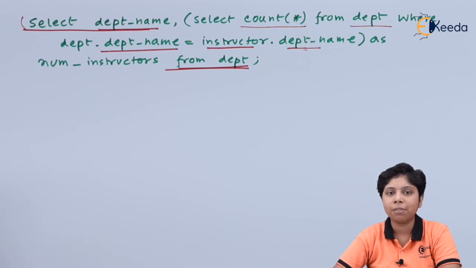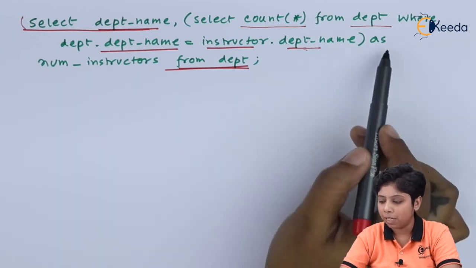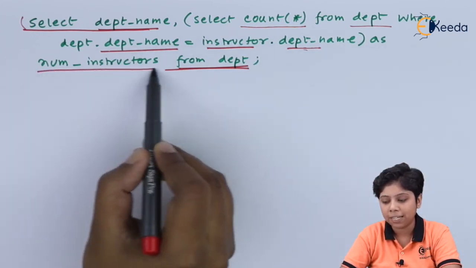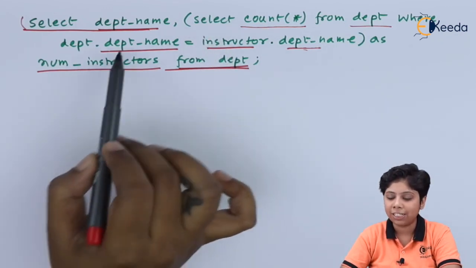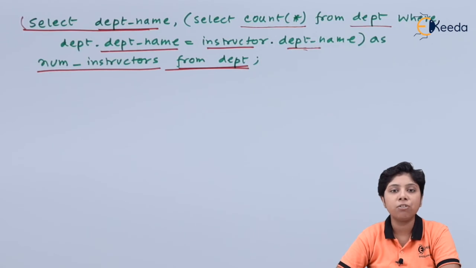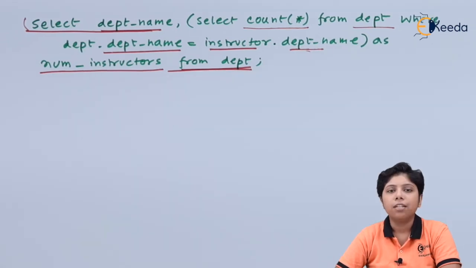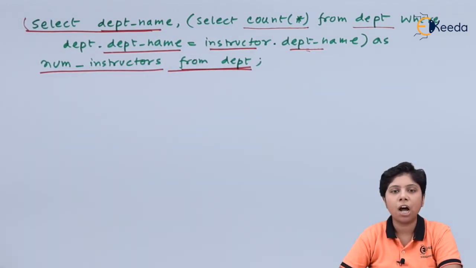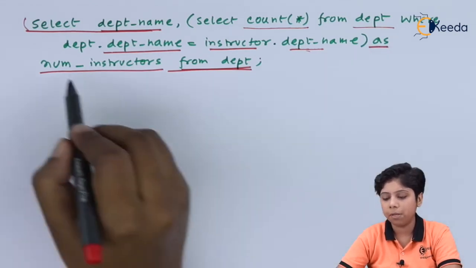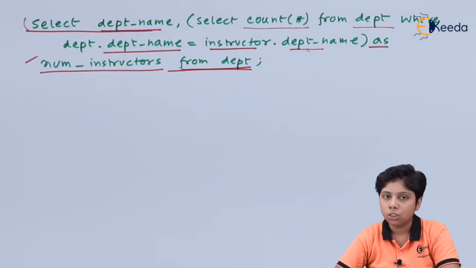So actually I am getting all the instructors in each of the departments, and I am naming this relation as num instructors. So we can also rename a relation inside a subquery using a select clause. Now when I am using that in a select clause, I am naming it and it becomes a part of the outer query, this renaming or the aliases. So it will give the department name along with the number of instructors in each of the departments.